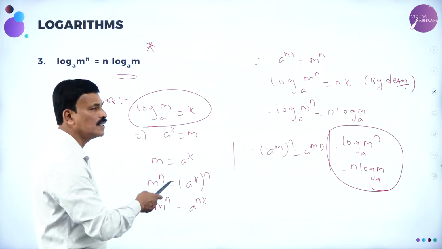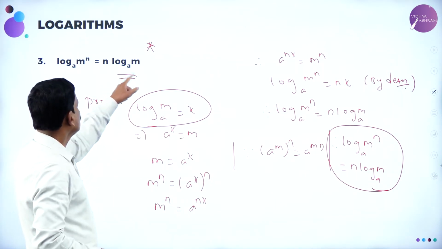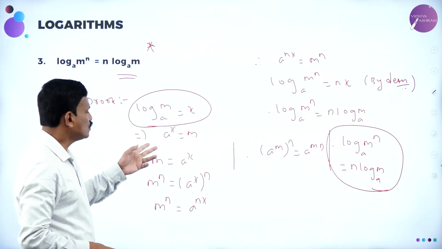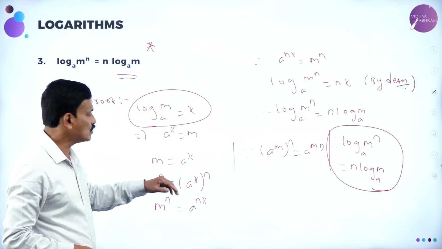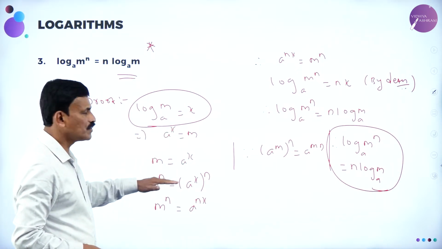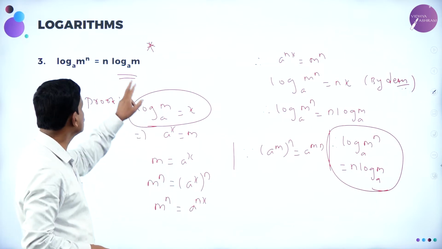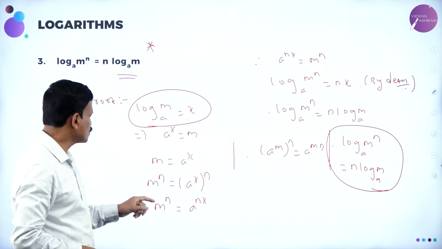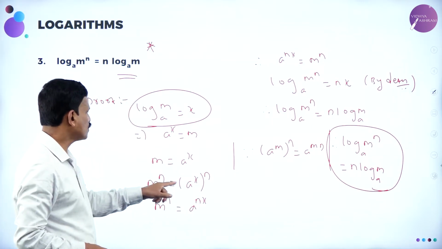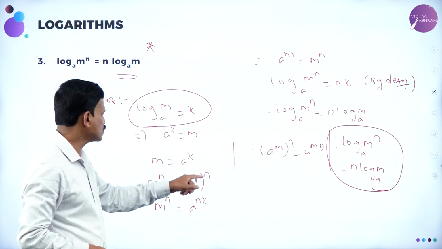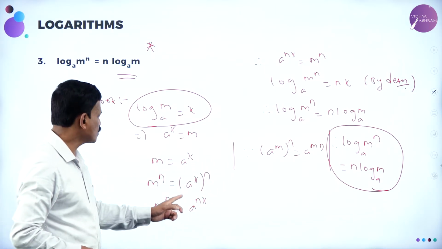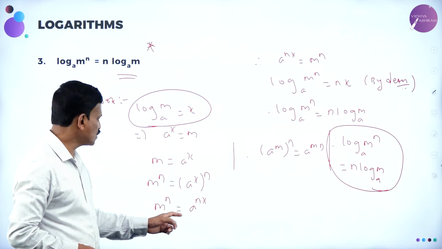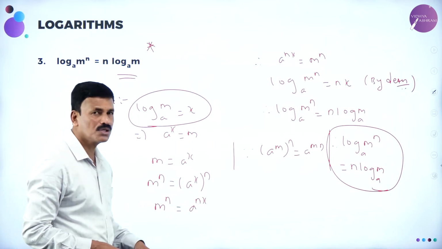See, very simple. Let us consider log m to base a as x. So as usual, a to the power of x is equal to m. So m is equal to a to the power of x. Raising the power to n, since it is required, m to the power of n is equal to a to the power of x, raised to n. Since by the law of indices, a to the power of m, whole raised to n, is a to the power of mn, this is a to the power of nx.